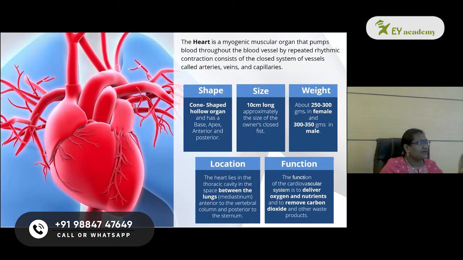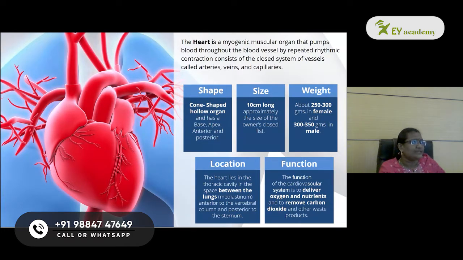Moving towards the shape of the heart, your heart has a cone-like shape. In a cone, the base has a wider part with two surfaces, and the tip is a little bit flat. That is the difference between a triangle and a cone: the triangle's edges are sharp, while the cone's edges are flat. So it has an apex, base, anterior and posterior side.